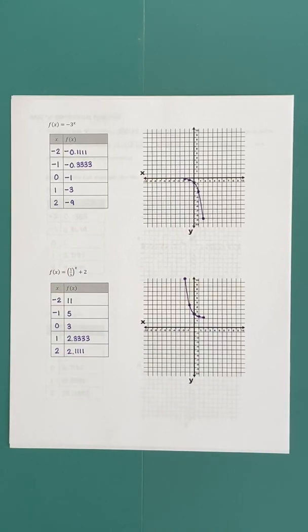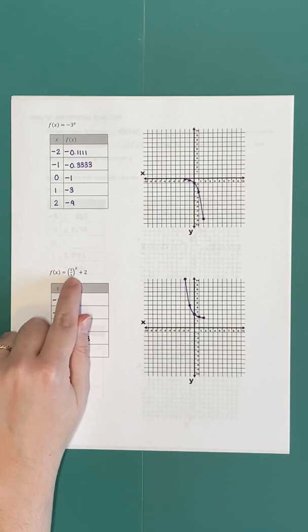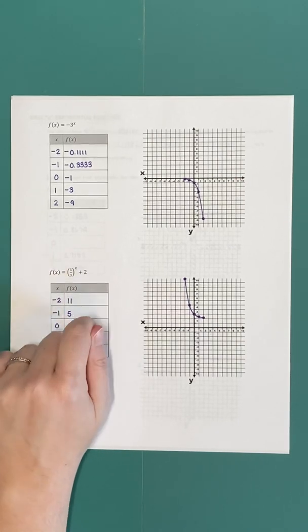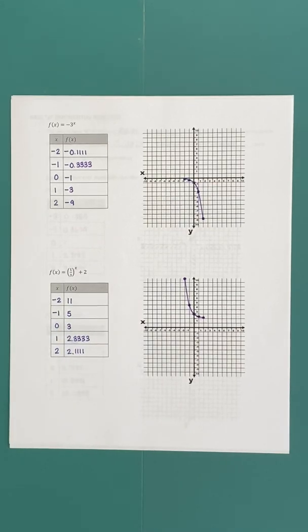If we're adding on outside of the parent function, then that means we're shifting vertically. Think of it as generating the outputs that come from the exponential function, in other words, getting the y values, and then just adding a 2 to all of those y values. That's essentially what's happening when we're taking that function and adding on 2. So this is going to take that original graph and shift everything up by 2 units.